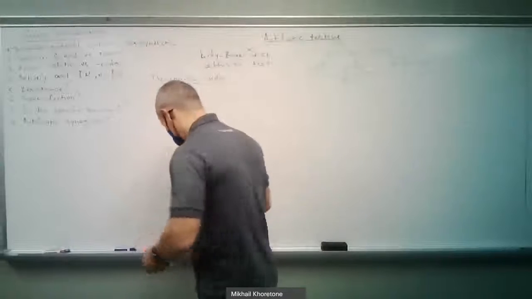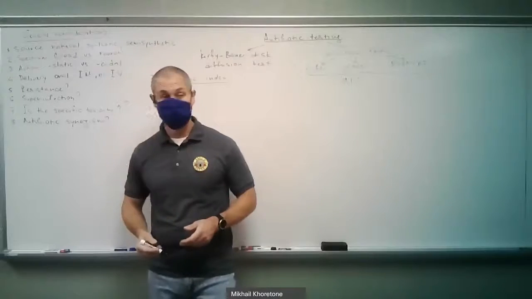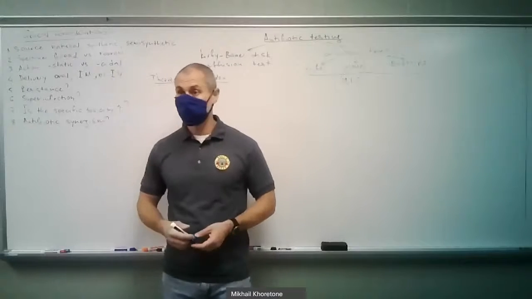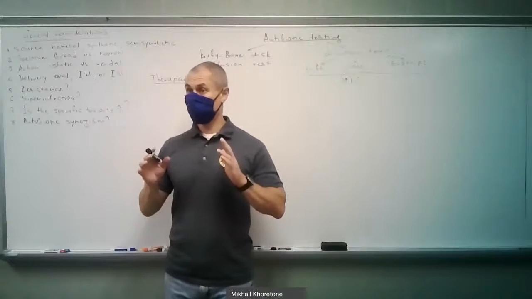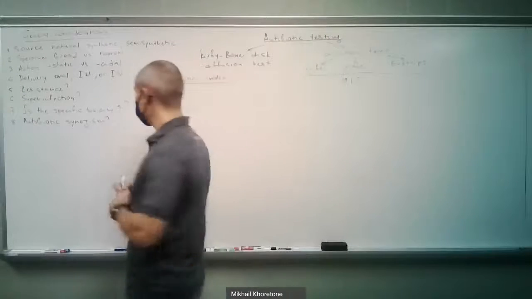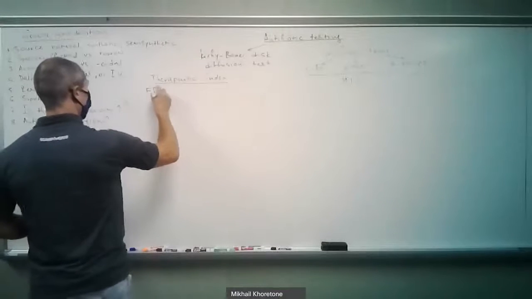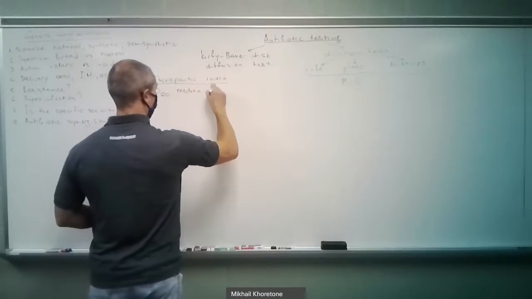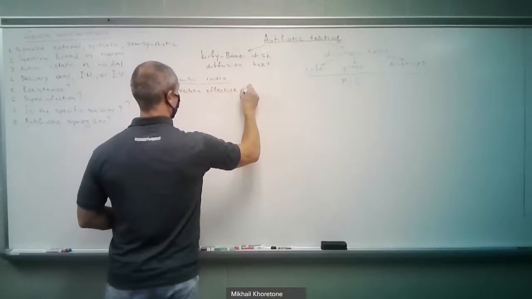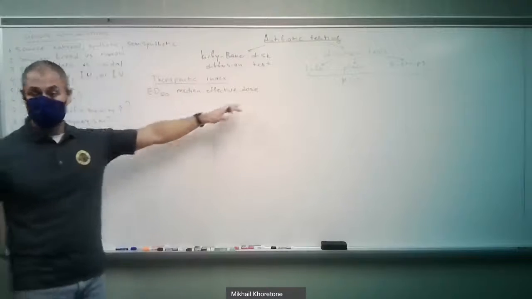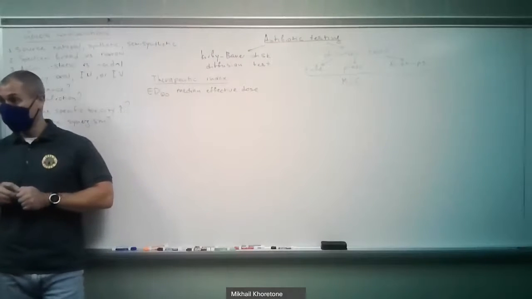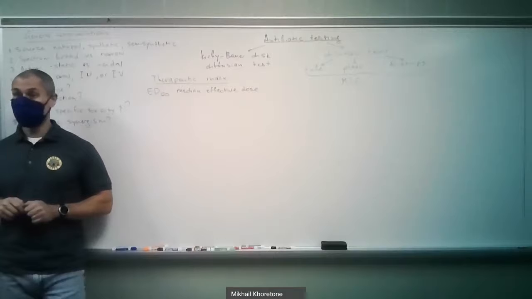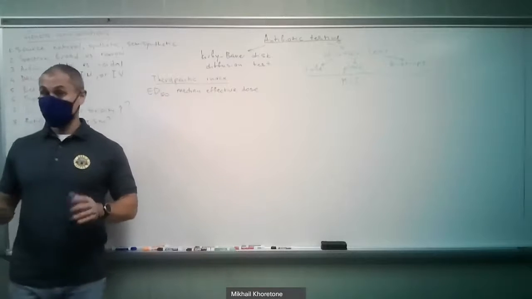Now, what is therapeutic index? For each drug, you can define more or less two very important parameters. First is median effective dose. So median effective dose is a dose of a drug necessary to successfully treat 50% of the experimental group. Does that make sense? It's not easy to determine, but it can be done.